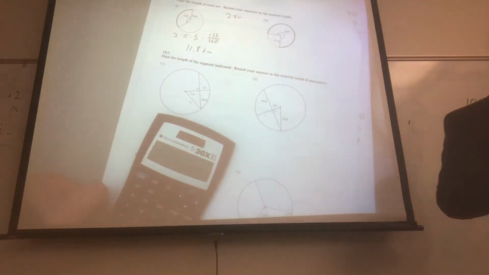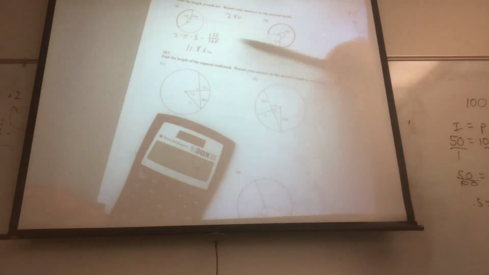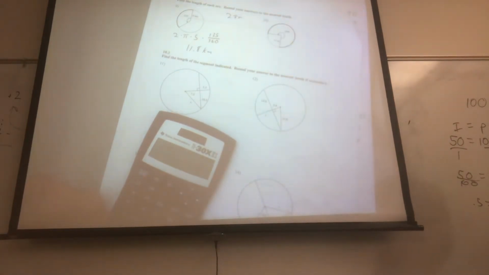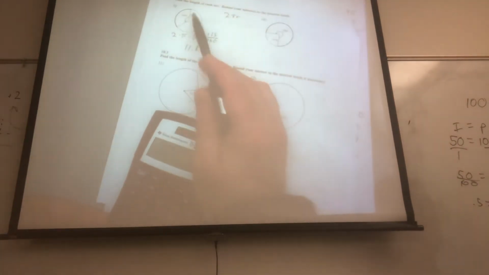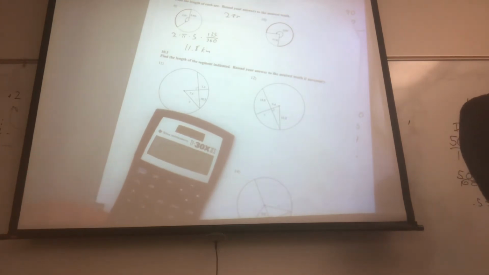From there, you can almost reason your way through what it's going to be based on how much of the circle you have. So this one is not quite half. So if you get the circumference of this one, you could cross out anything that would be bigger than half or that would be the full circumference.